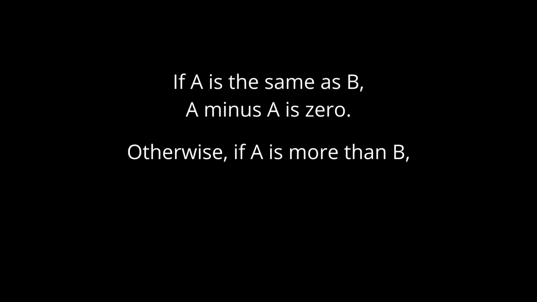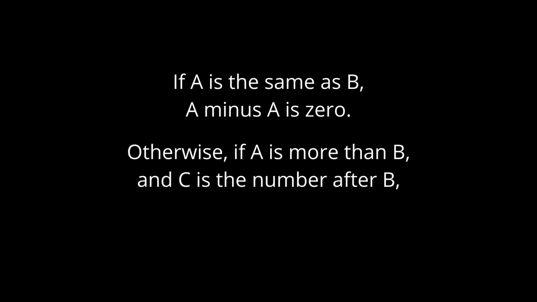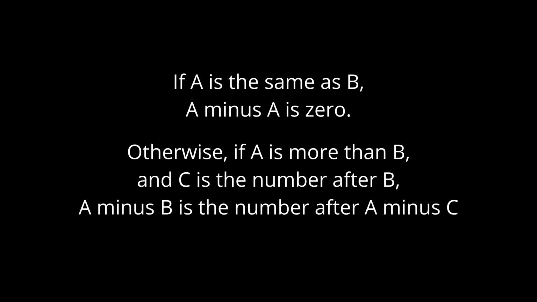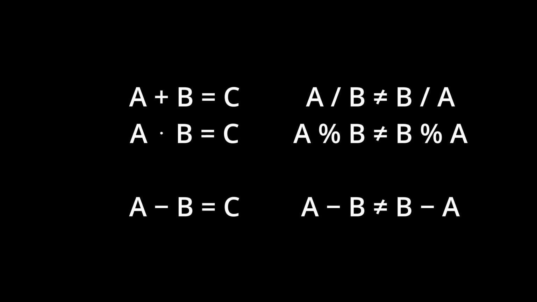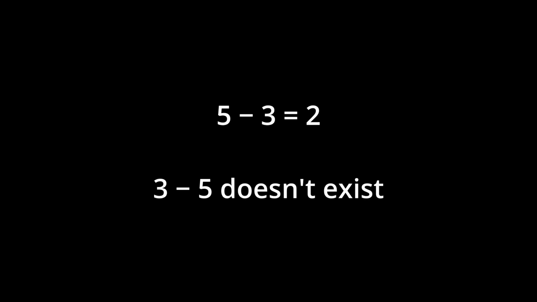Otherwise, if a is more than b, and c is the number after b, then a minus b is the number after a minus c. So now I have a nice set of two rules that works to define subtraction. That said, it's not quite all clean and simple. Like addition and multiplication, subtraction takes two numbers in and gives one number out. But like division, it cares about the order that the two numbers are in. 5 minus 3 is 2, but 3 minus 5 doesn't exist.